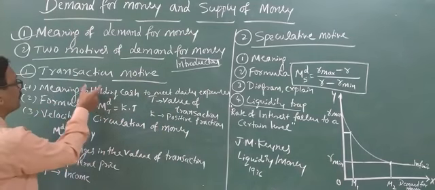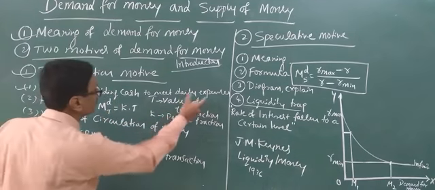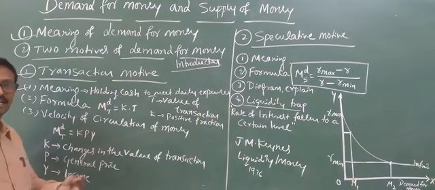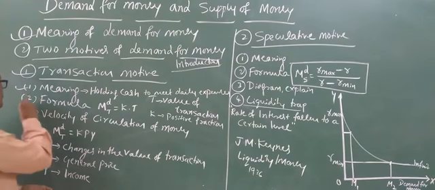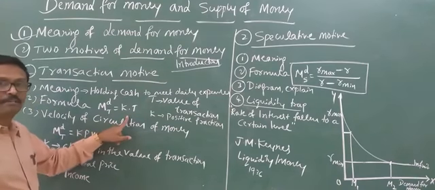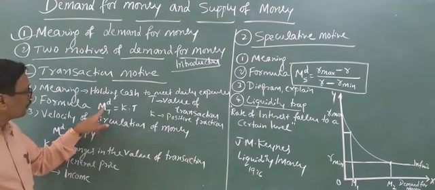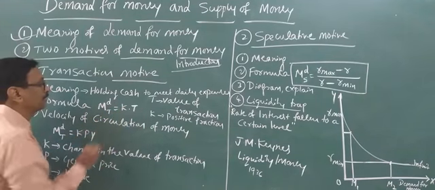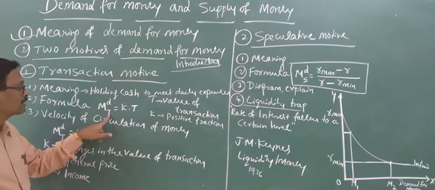Once again, transaction motive: holding cash to meet the daily expenditure of the people in the real society, day-to-day expenses. These many examples of day-to-day expenditure can be explained with the help of one equation or formula: M^d = kT. M is money, d is demand, T is the transaction.